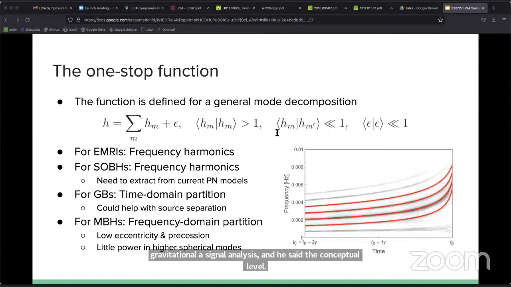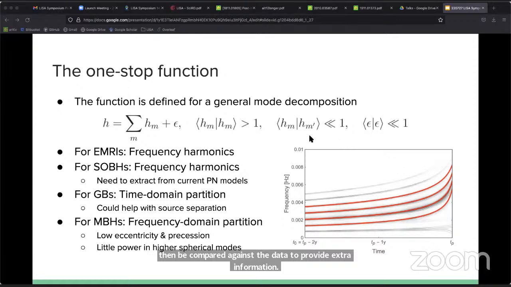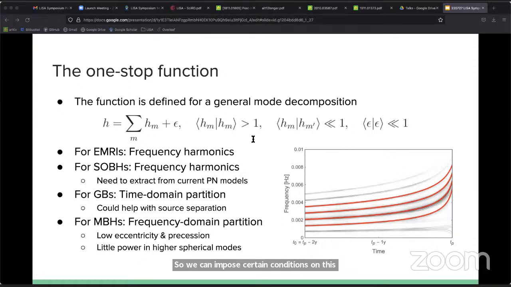Okay, so to construct such a function, we basically need comparisons between data and template that are more discriminative than the standard cross-correlation, which is really just a single number. A natural way to do this is to perform some sort of decomposition of the template into modes, which can then be compared against the data to provide extra information. So we can impose certain conditions on this decomposition here. In words, really, the template model just has to be well represented by an orthogonal mode basis, but where the modes actually are required to have substantial power. That's this crucial first inequality.